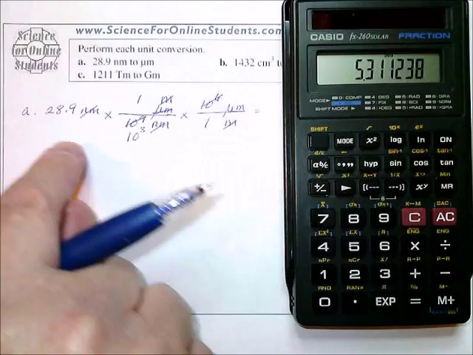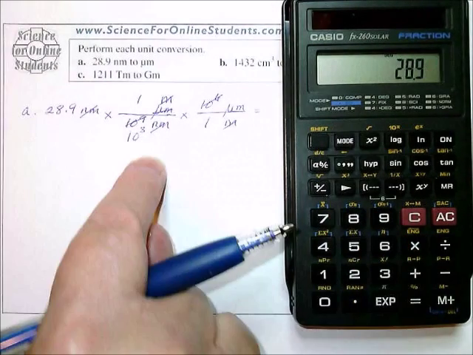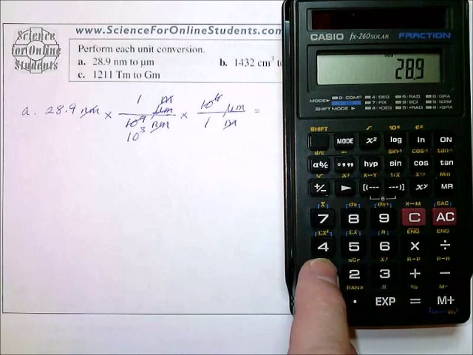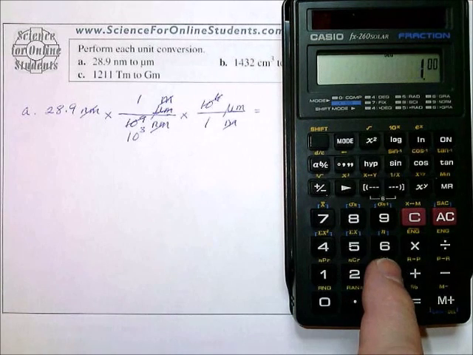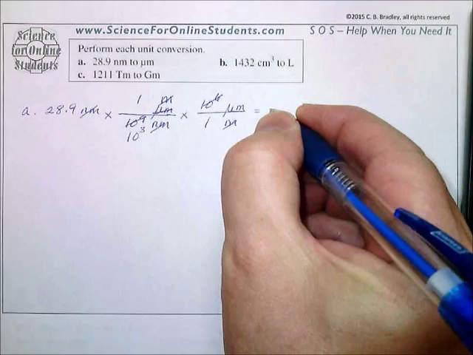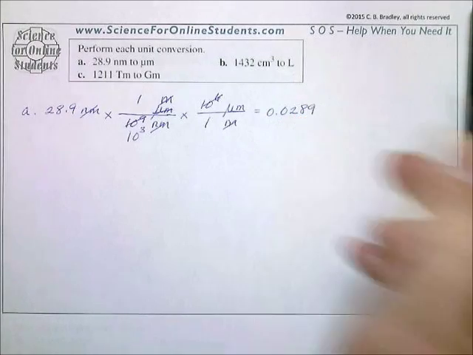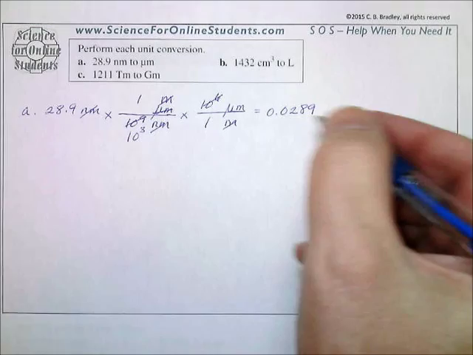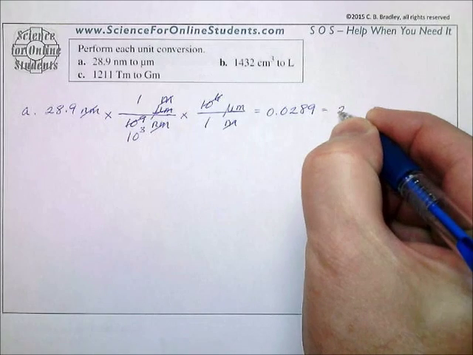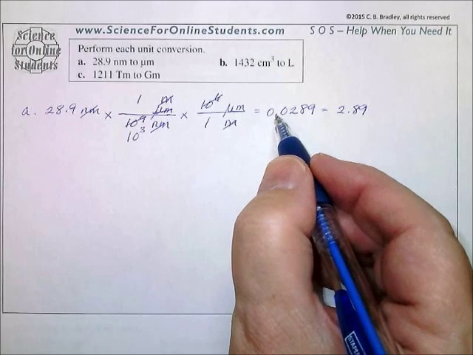Okay, 28.9 divided by 1 times 10 to the third equals 0.0289. Like I said, if we want this in scientific notation, 2.89 times 10 to the minus 2.